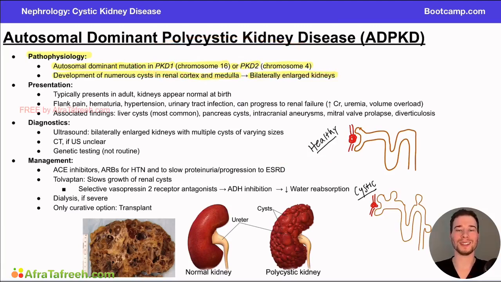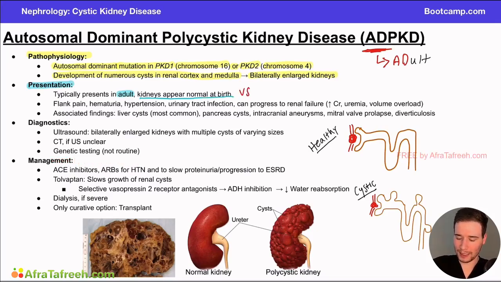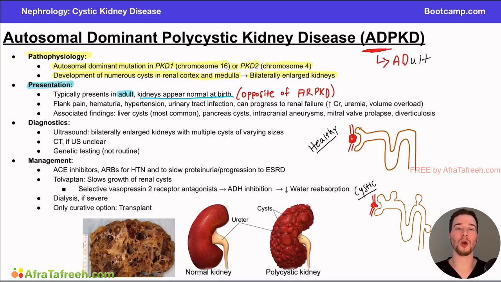Now, what happens once the cysts actually begin to form and develop? How does this present in a patient? Well, typically this is going to present in an adult. So sometimes autosomal dominant, the AD, is actually also called adult polycystic kidney disease. So it can be AD for autosomal dominant or AD for adult. And this is an important compare and contrast because I'm saying that this presents in adults, so kidneys appear normal at birth. However, this is the opposite of autosomal recessive polycystic kidney disease, which would actually present in children, in utero oftentimes. So autosomal dominant is the adult version, and autosomal recessive is more typically the child's version.